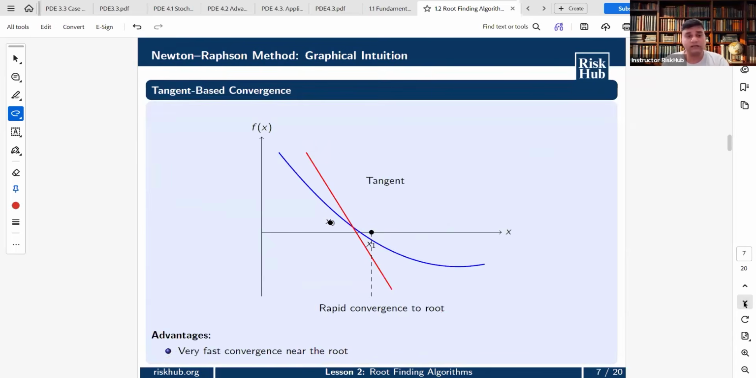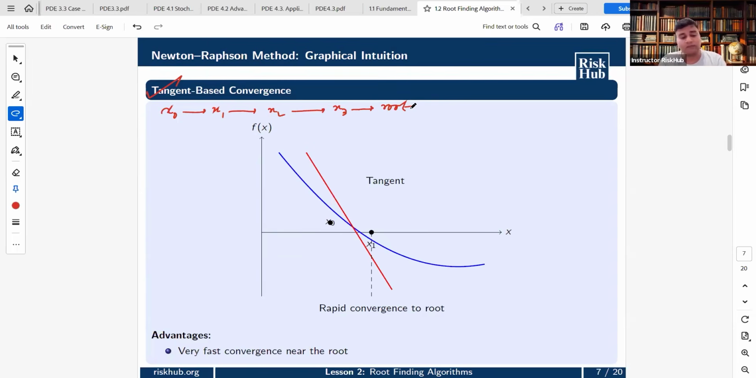Then we get into the next part, which is tangent-based convergence. Basically, the diagram shows a curve and a tangent line at the starting point x naught. The tangent crosses the x-axis at x1, then from x1 we repeat the same process. So basically what is happening: x0, then x1, then x2, then x3, and we are getting to the root.